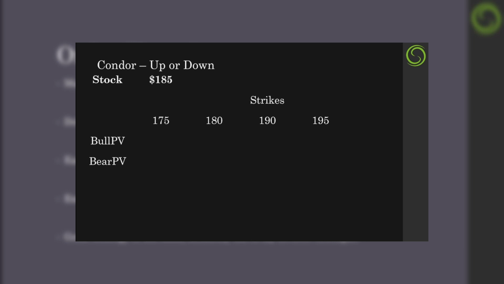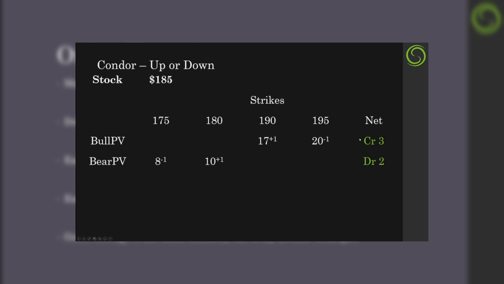And we'll use a bull put vertical and a bear put vertical. So obviously this is going to be a traditional Condor setup since we are using all puts. And the value for the puts at 175 is going to be 8. At 180 they're going to be at 10. At 190, 17. 195 at 20. So obviously the 190 and the 195, these two strikes are in the money, and the 175 and the 180 are out of the money.